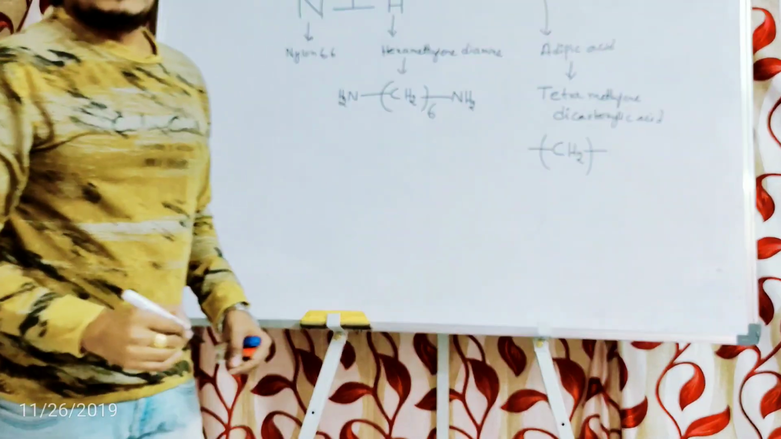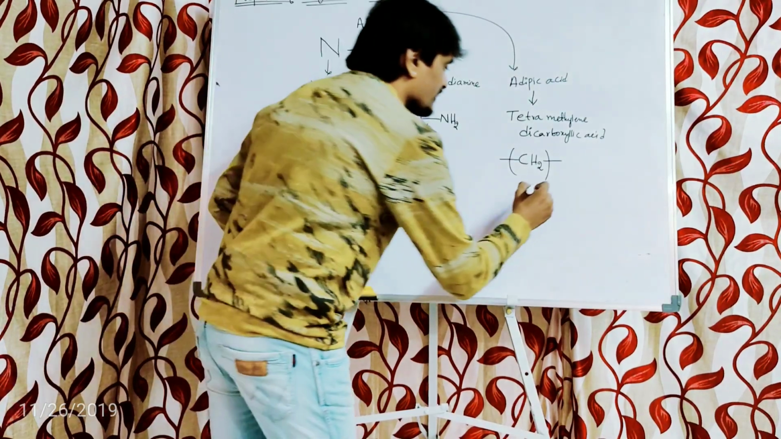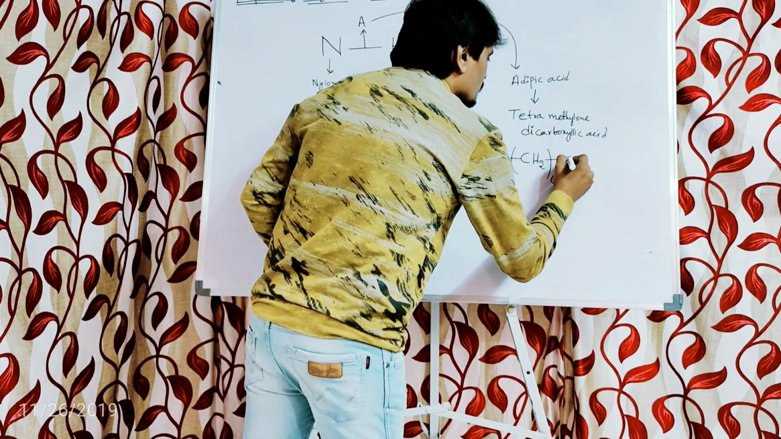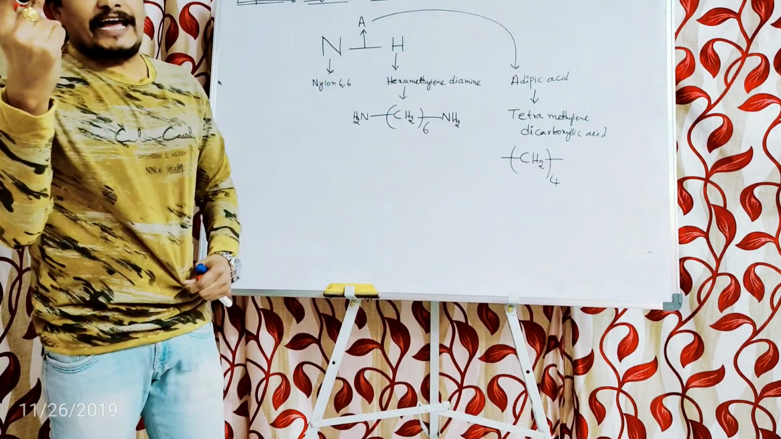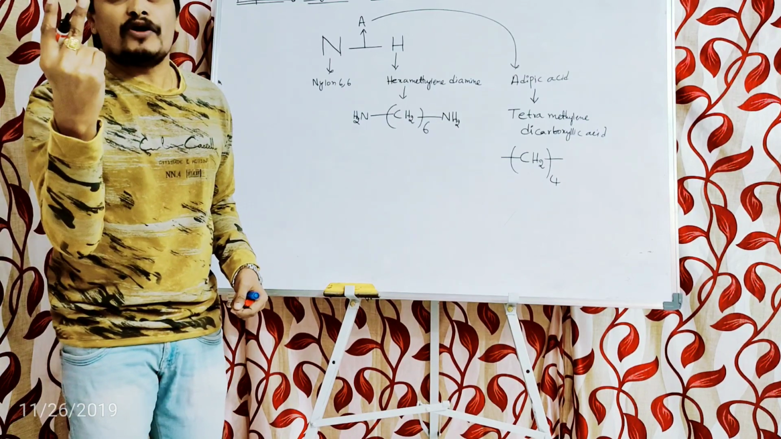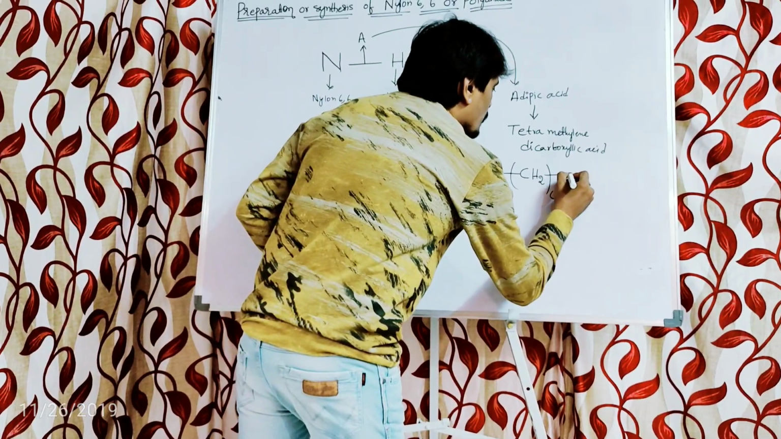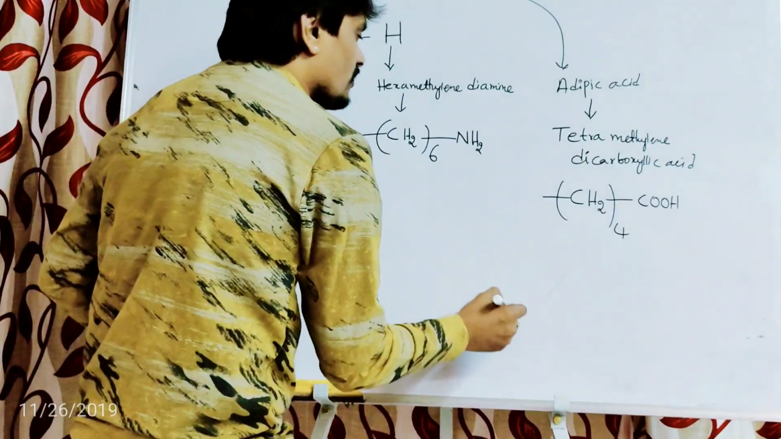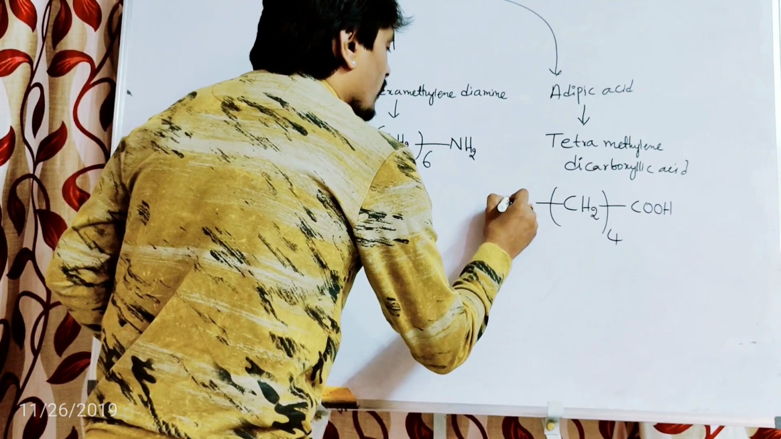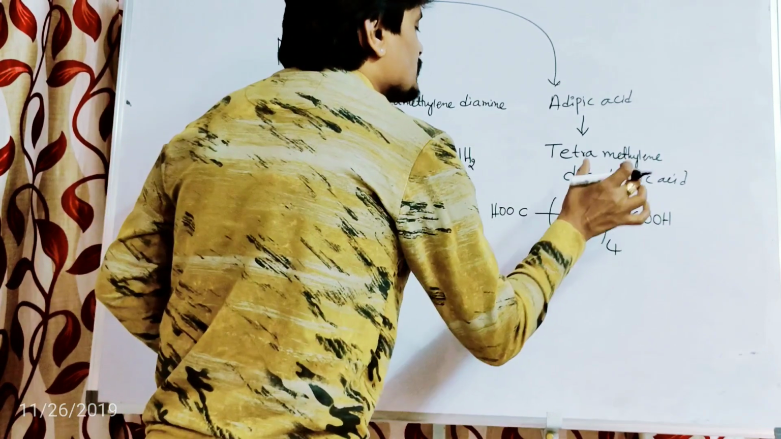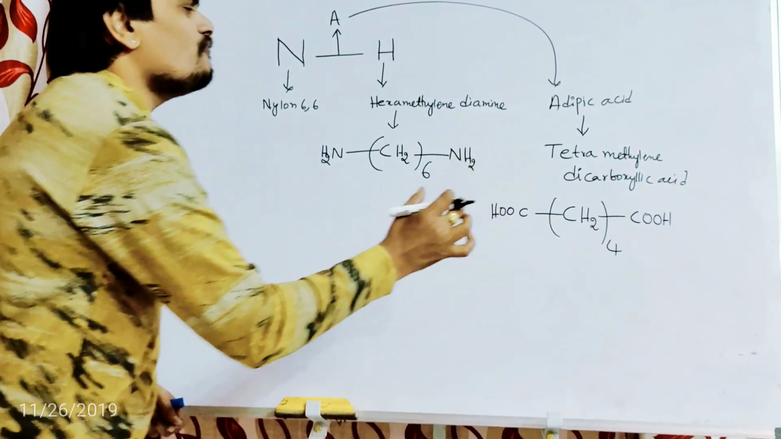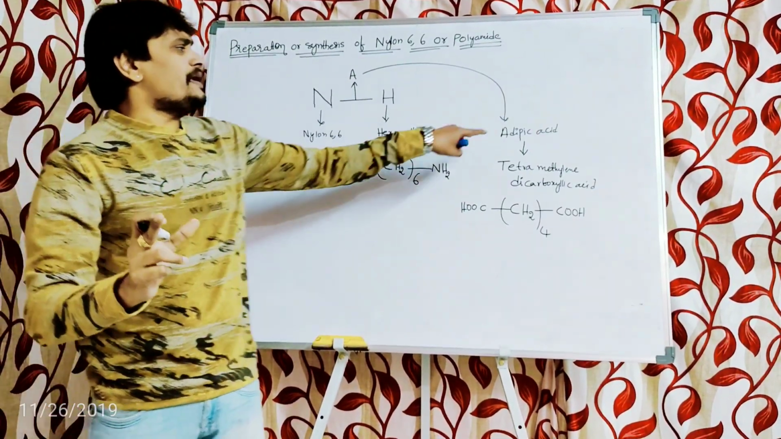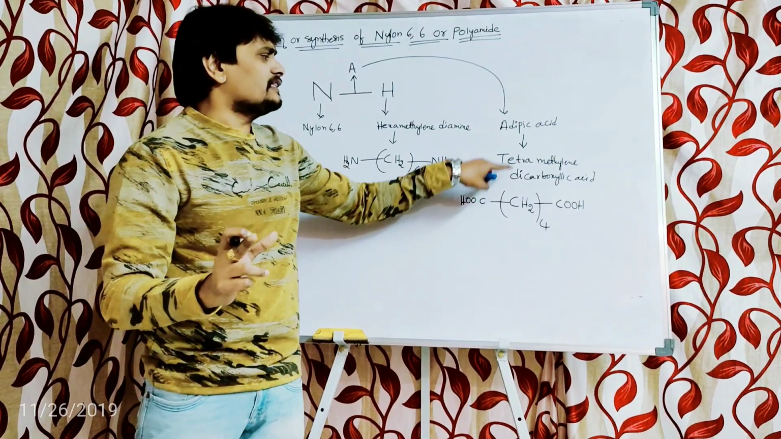right? And since it is tetramethylene, 4 CH2, and dicarboxylic acid, it comprises 2 carboxylic acid moieties. One carboxylic group will be on the right side with respect to the 4 CH2, another carboxylic group will be on the left side. So now this is the structure of adipic acid. Adipic acid. So do remember, students, adipic acid should be remembered as tetramethylene dicarboxylic acid.